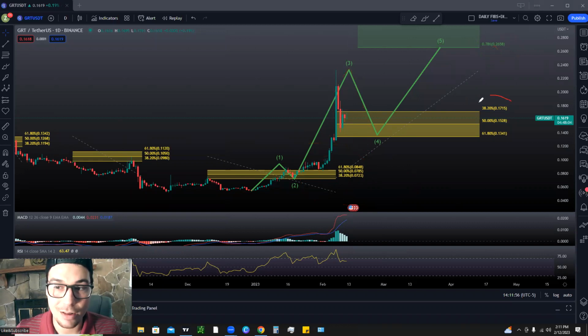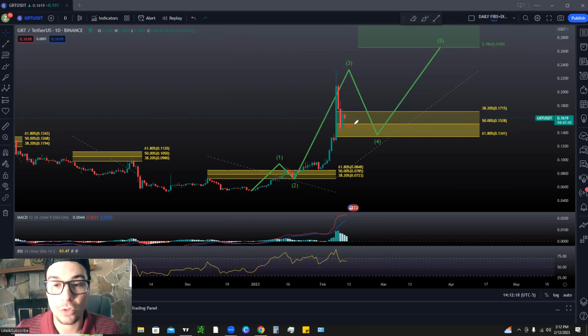Now we have three major retracement levels of support. We have our 38.2, our 50%, and our 61.8. Remember, guys, these are the three most common and well-respected retracement levels. So you can see we've already pulled back. We pulled back just below our 50% retracement level at 0.1528. So make sure to mark that or set some type of alert. That's going to be a major support level.